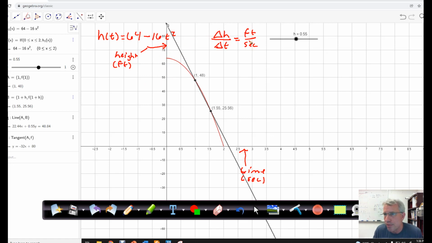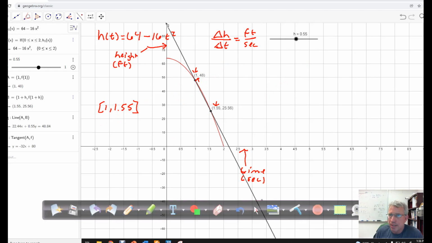Just like in the previous homework, we saw that the slope of a secant line gives us an average speed. For example, I could calculate the slope of this secant line over the time interval from 1 to 1.55, and the slope of the line would give me the average speed over that time increment. And I could use that average speed to estimate the speed at the 1 second mark.